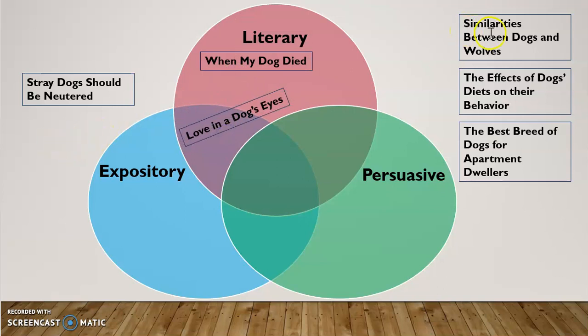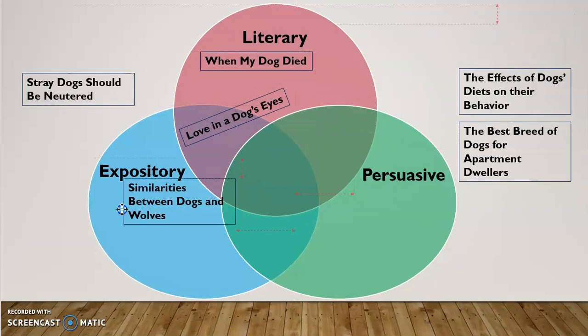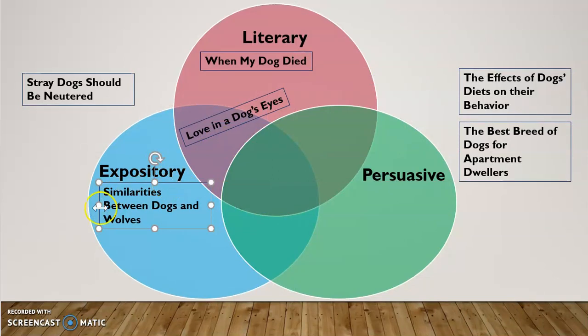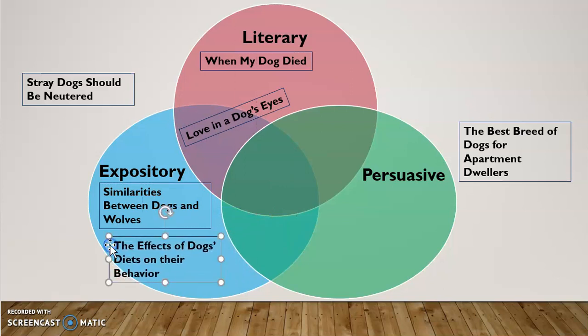Okay. Then if we're looking at similarities between dogs and wolves, here I'm going to explain something. And think about when I said previously, a text structure for expository is compare contrast. So this is going to fit in the expository genre. Okay. The effects of dogs' diets on their behavior. Here it looks like the paper is going to be informational about dogs' diets and their behaviors. I'm going to be explaining that. So this title is also going to go here under expository.